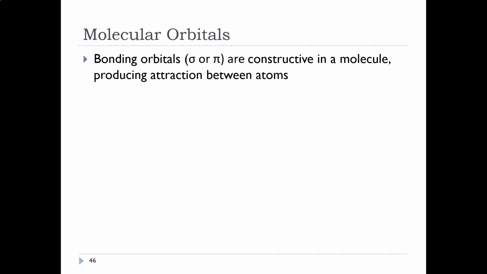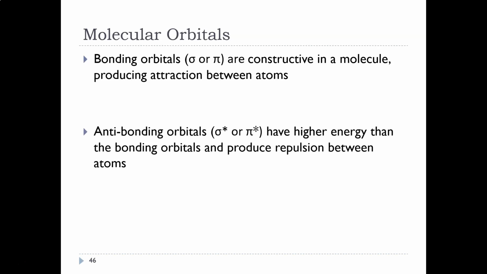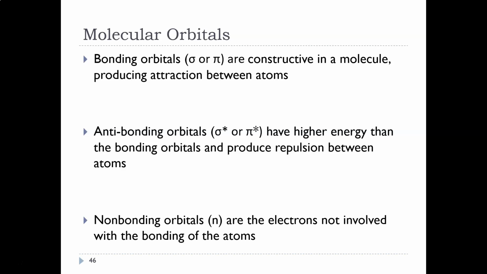orbitals in the molecular orbital theory that do not have those asterisks are bonding orbitals, so they are constructive. We're talking about attraction, we're talking about bonds. Things that have asterisks are anti-bonding orbitals, so they're higher energy and they're repulsions between them. We will sometimes see, so sigma and pi are the symbols that we use here with molecular orbitals instead of S and P. This is kind of the molecular orbital version.